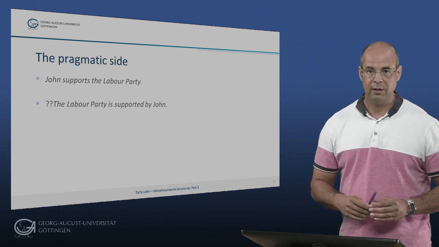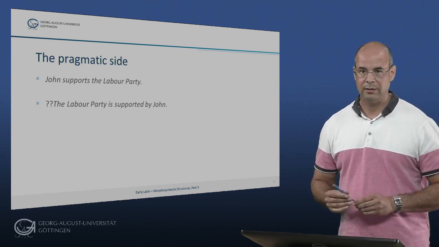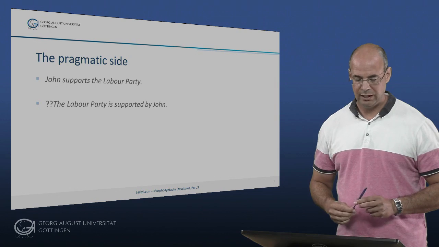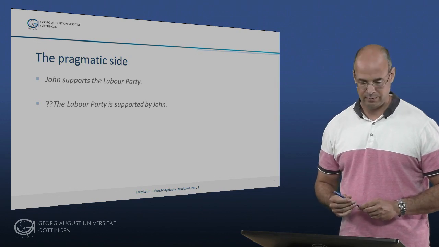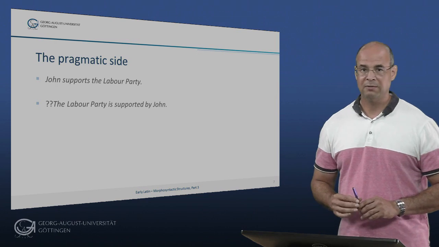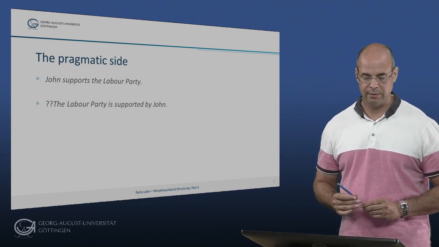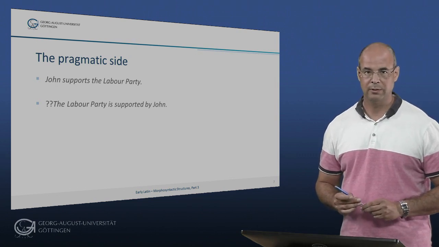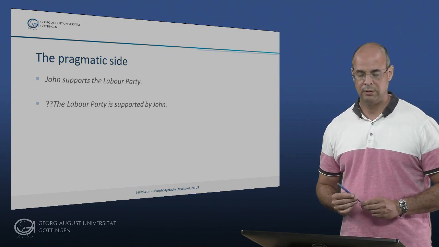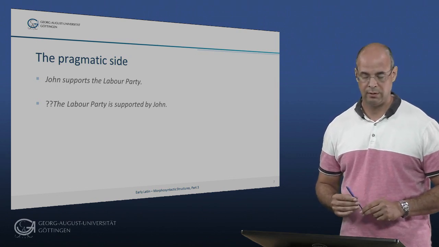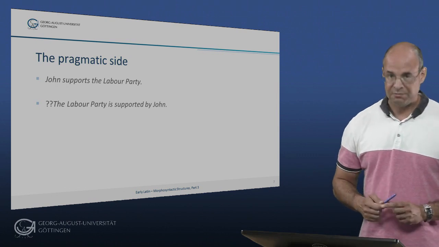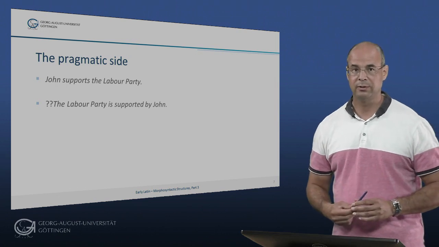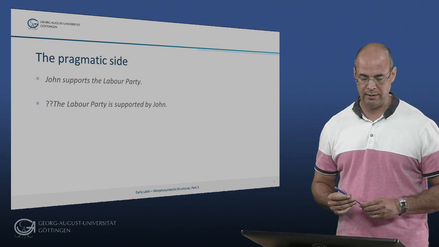As I said, if you have Mary and Jane, they are equals. But in this example here, John and the Labour Party, we don't have equals. So it's perfectly fine to say John supports the Labour Party, but the passive, the Labour Party is supported by John, sounds distinctly odd, and that is because they're not equals. The passive would be appropriate only if John can make a substantial contribution, for example if he's a multimillionaire.